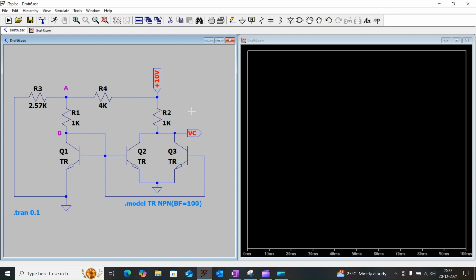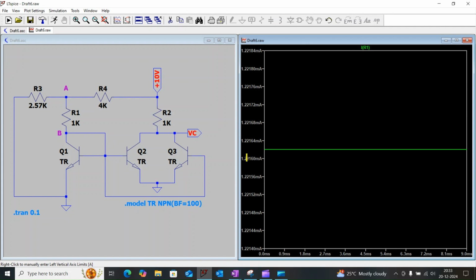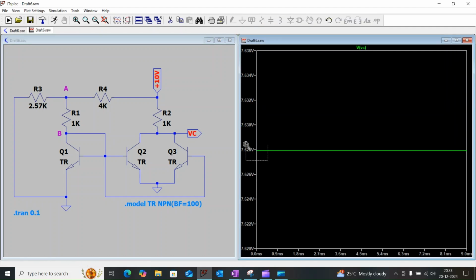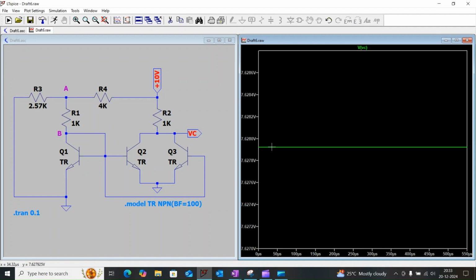So let us simulate the circuit. When I verify the current across the resistor R1, it is 1.22 milliamps, and similarly the current across the resistor R2 is 2.37 milliamps, and the voltage at the collector is 7.62 volt. Hope you are able to understand the current mirroring circuit and how to calculate the collector voltage, and we have studied the Kirchhoff current law.